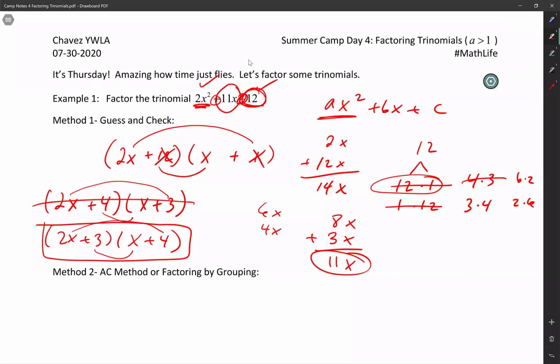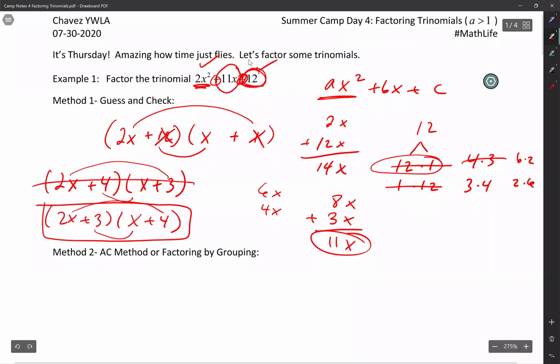Now I know that it looks kind of tough. You're like, man, Chavez, look at all the writing you did just to get that. Once you do this, especially if A and C are prime numbers, where there's only one way to get that product, this becomes way easier and way faster.